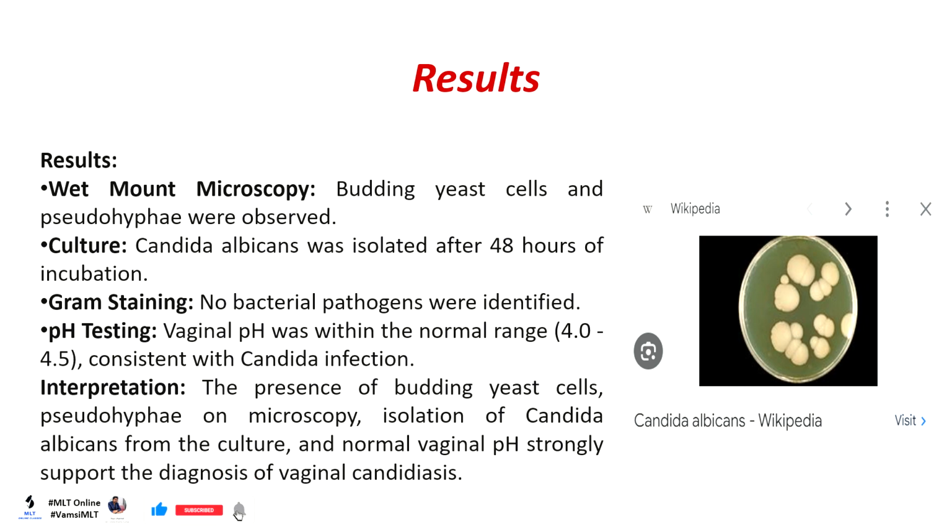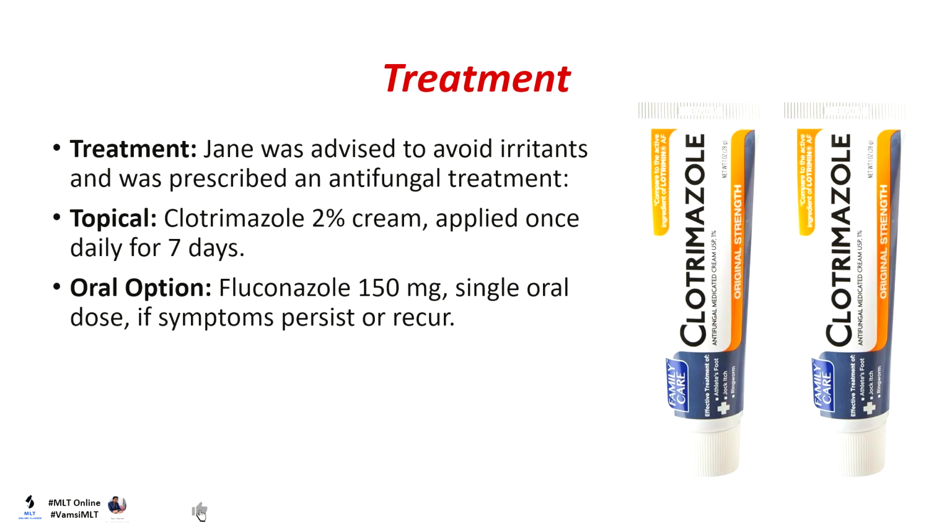Interpretation: the presence of budding yeast cells and pseudohyphae on microscopy, isolation of Candida albicans from the culture, and normal vaginal pH strongly support the diagnosis of vaginal candidiasis. Treatment: Jane was advised to avoid irritants and was prescribed an antifungal treatment. Topical: clotrimazole 2% cream applied once daily for 7 days. Oral option: fluconazole 150 mg, single oral dose, if symptoms persist or recur.